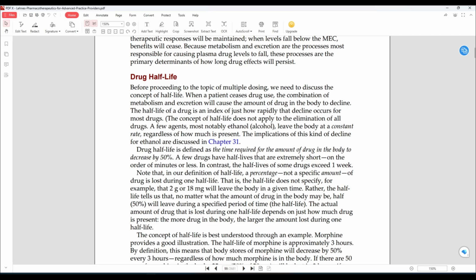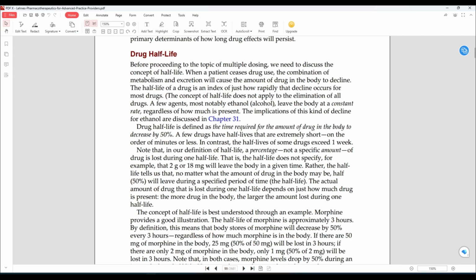Bringing us to the drug half-life. Before proceeding to the topic of multiple dosing, we need to discuss the concept of half-life. When a patient ceases drug use, the combination of metabolism and excretion will cause the amount of drug in the body to decline. The half-life of a drug is an index of how rapidly that decline occurs.